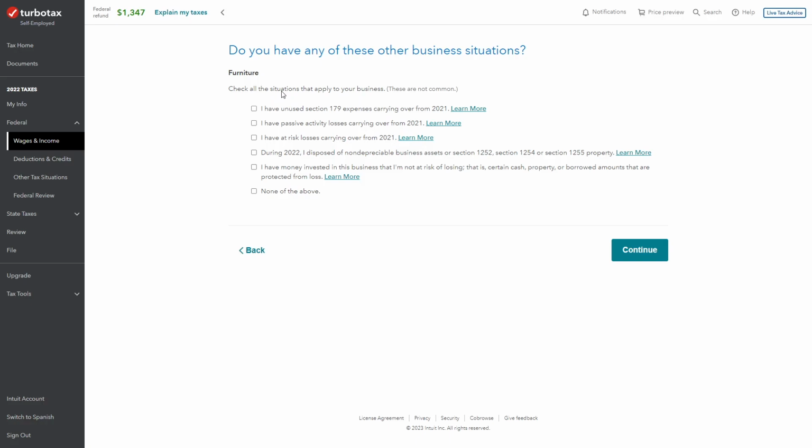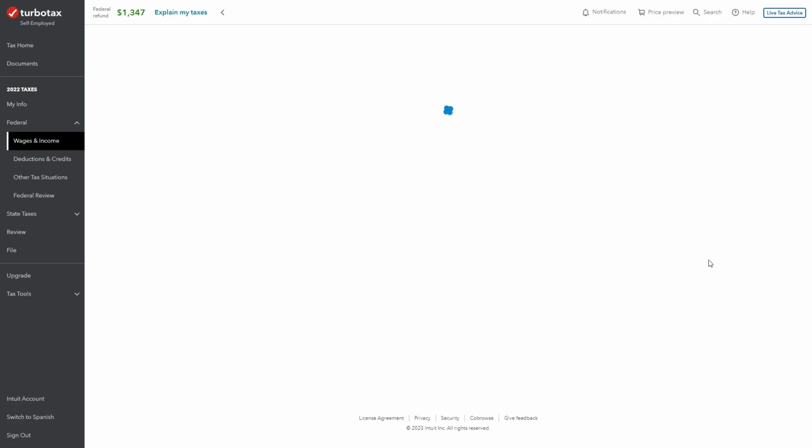So check all the situations that might apply, right? If this was a second year or later business, if we took 179 expense in the prior year but had a limit on it because we had losses, you might have a carryover amount. In our case, no, there's no carryover amounts. No PAL or passive activity loss issues because nothing is being carried over from 2021 because it's a new business. And we actively participate in this business, so we don't have passive activity loss issues. No business assets disposed of. No money invested that I'm not at risk of losing, right? So none of the above here. Go ahead and continue on through.